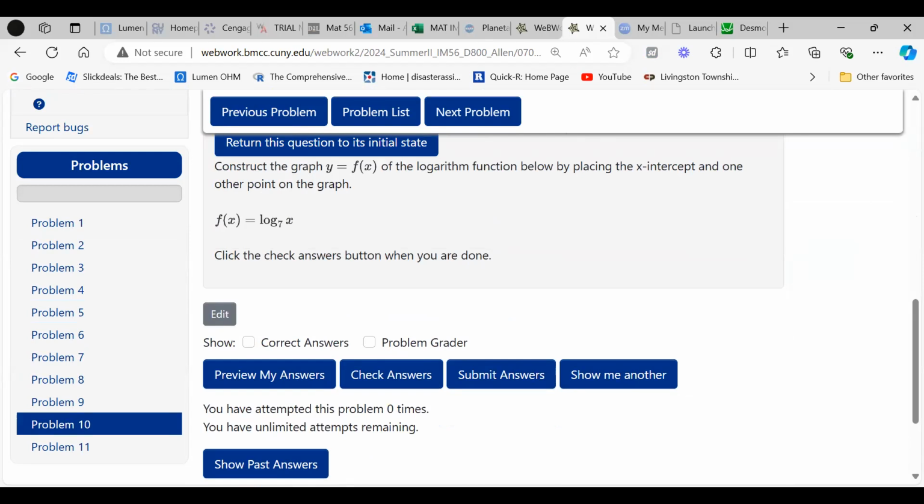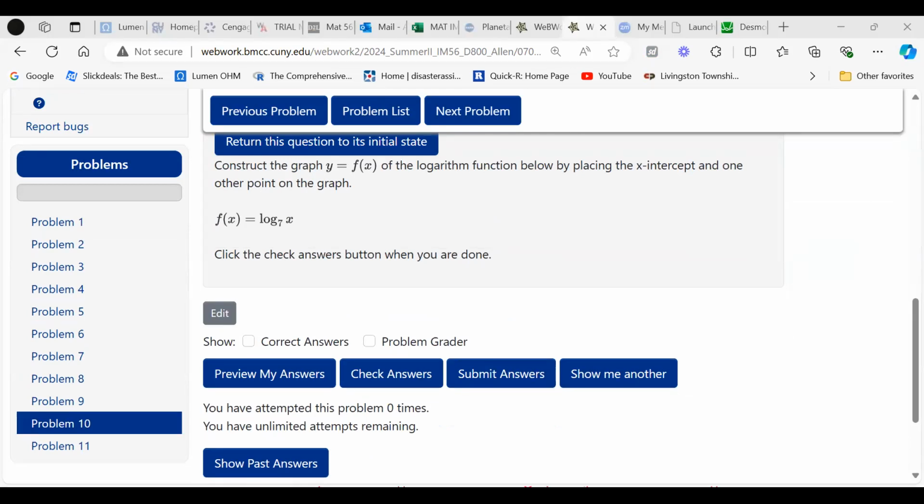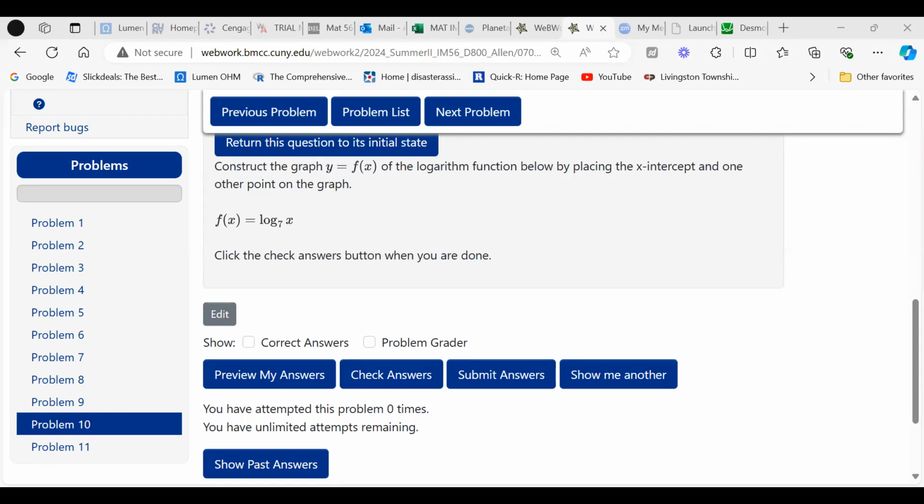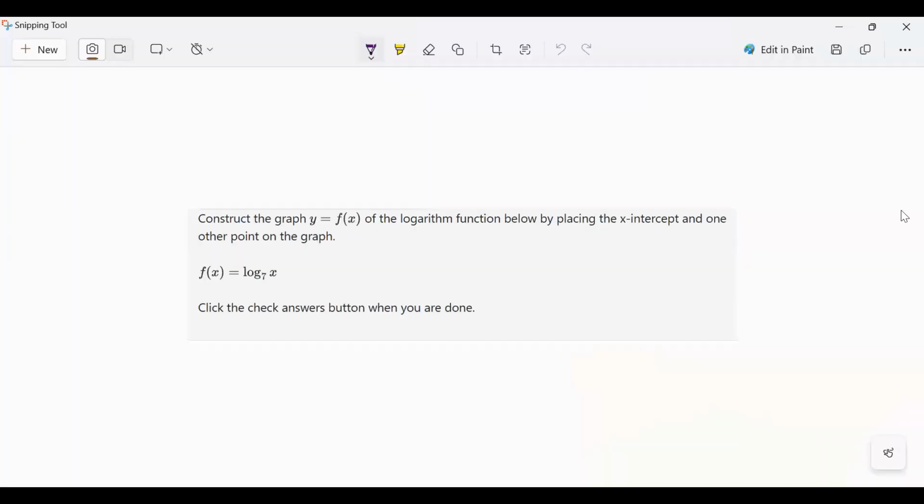So let me copy the question. And typically, if you draw it by hand, without the technology, you need at least 5 points, right? So let's say in the final exam, they ask you to graph this, and then in your notes, you should show at least 5 points, right? That's a minimum requirement.